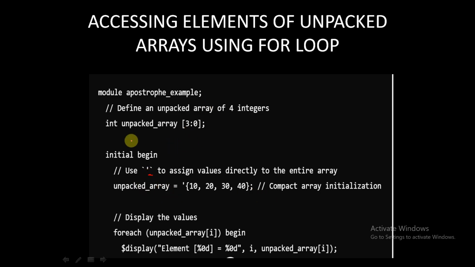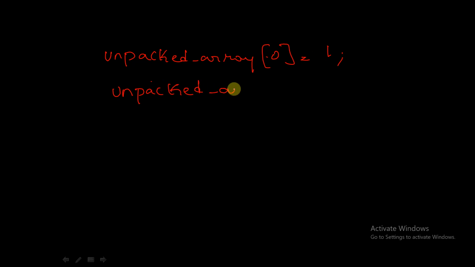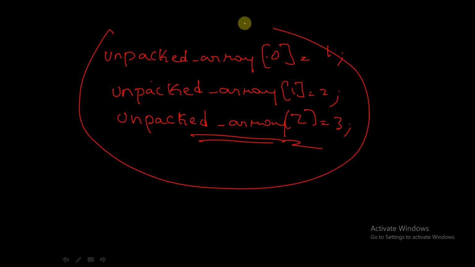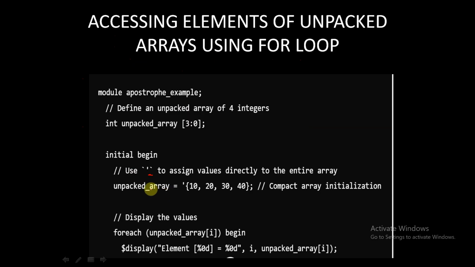Normally, if we want to enter elements into the unpacked array, in the normal method we have to write the array name, followed by the location where we want to enter the element, and then give the data. Again, to enter into the next location, we write unpacked_array of 1 is equal to 2, unpacked array of 2 is equal to 3. This is one more method available, but it is very long. So instead of this, you can use this method.